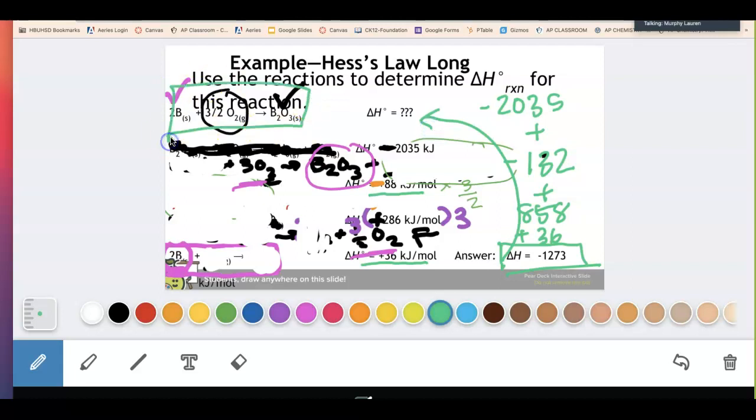So that is the delta H for this reaction based on manipulating the other reactions. So in terms of this class in Hess's law the long way, this is like a really hard one, okay? The majority of your homework will not be this intense.